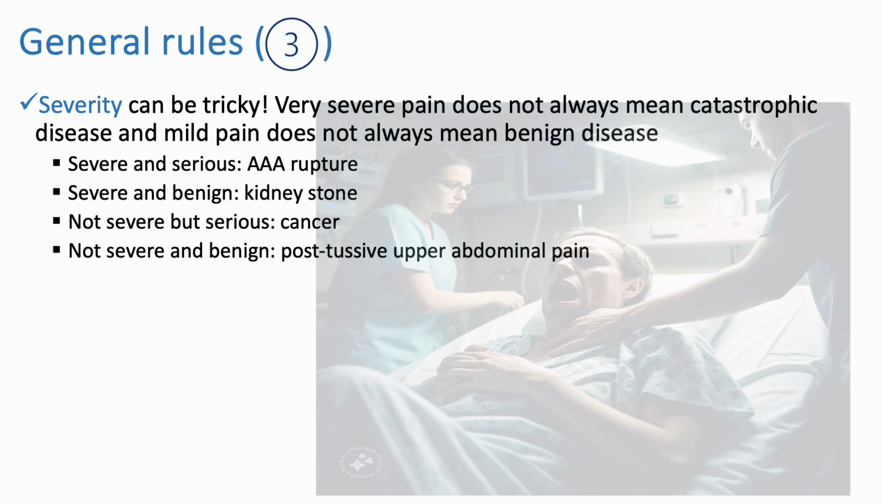And after viral infection and cough, it's very common to have musculoskeletal pain in the upper abdomen. That's usually not very severe, and it goes away after some time. So it's a relatively benign cause of abdominal pain. So just be careful. You have to ask about severity, but don't be tricked by it.